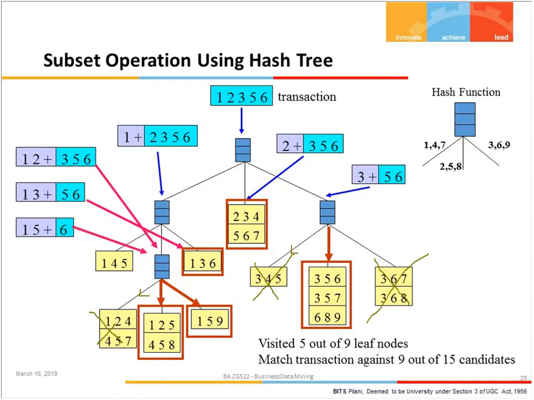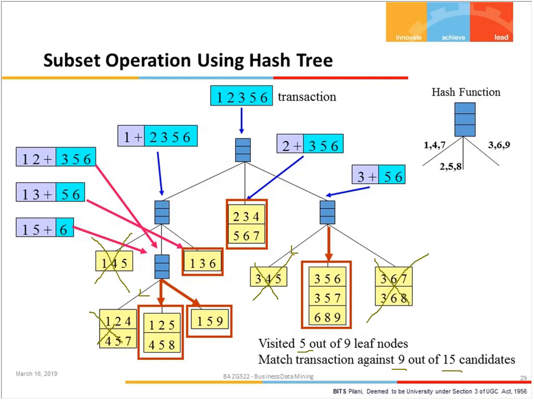So we could see that we avoided visits to 4 nodes, right? So that is an efficiency gain. Out of these 9, we visited only 5 nodes instead of 9 nodes. So that means we have done the transaction comparison with the 9 candidates instead of 15 candidates. Is this understood why we did this? Yes, sir. Okay, so we could see that there is a gain, and this gain can be significantly more.